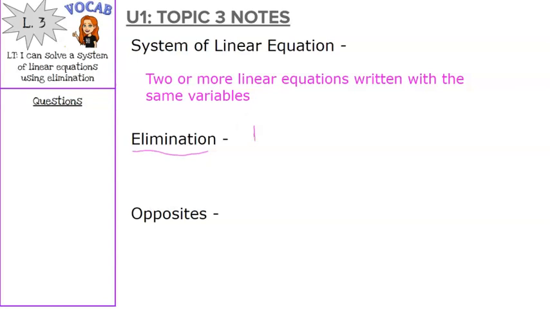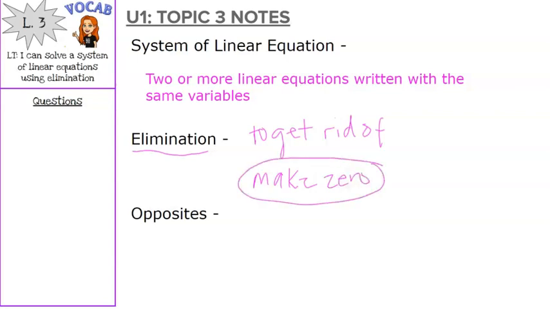So elimination means to get rid of. Mathematically, that means we want to make 0. Because if I do 3x minus 3x, I get 0 x's, which is actually equal to 0. So I have eliminated my x's.